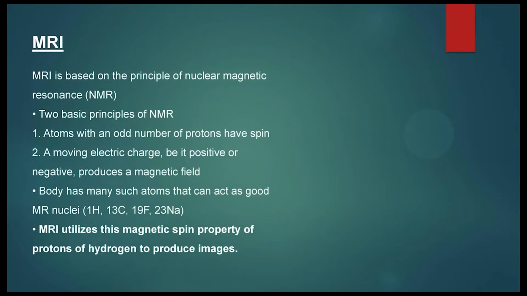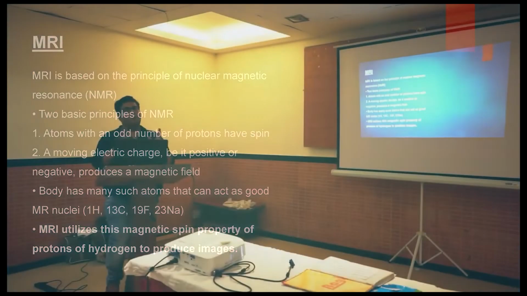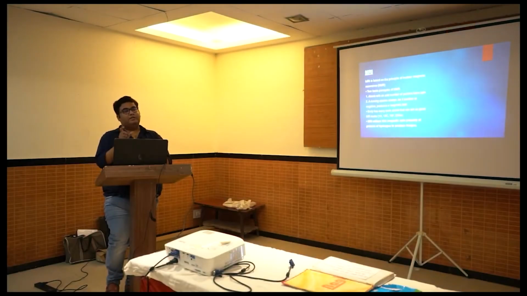It's basically hydrogen imaging. Any atom which has an odd number of nucleons will generate an image. In our body there is water in abundance, so the hydrogen atom out of that we use for generating the image. That's how MRI imaging can also be called hydrogen imaging.